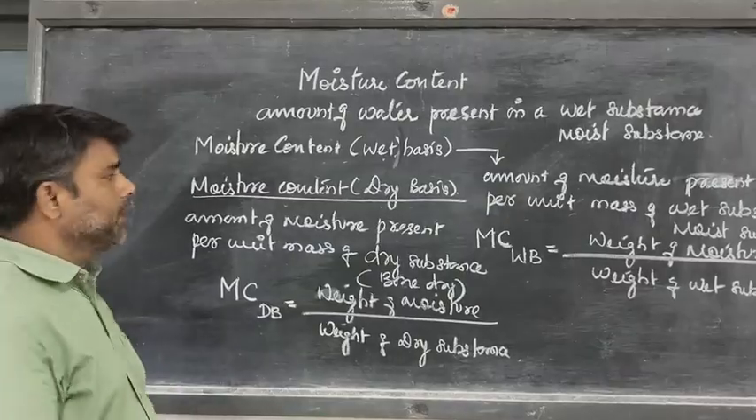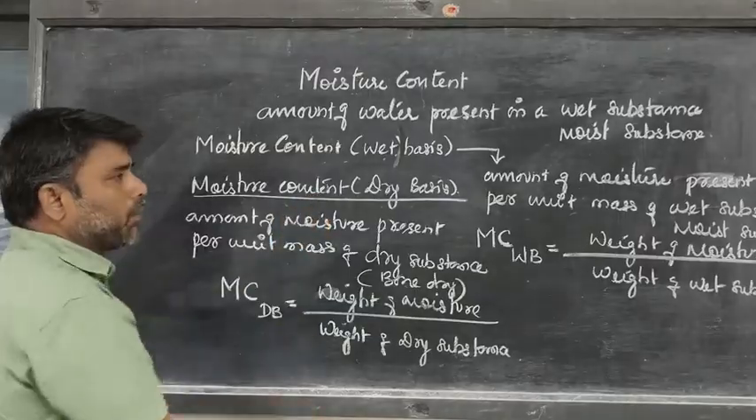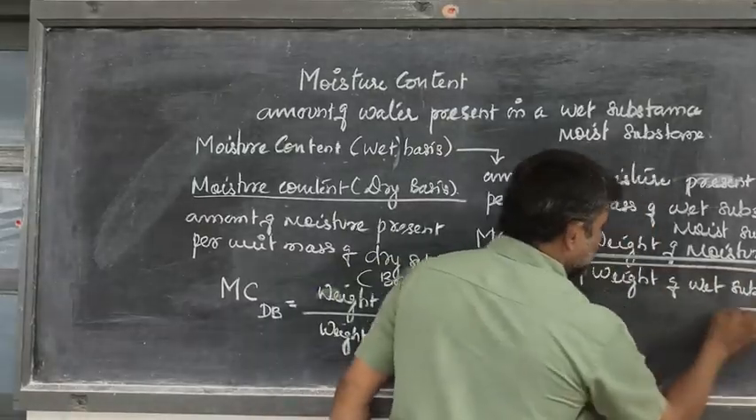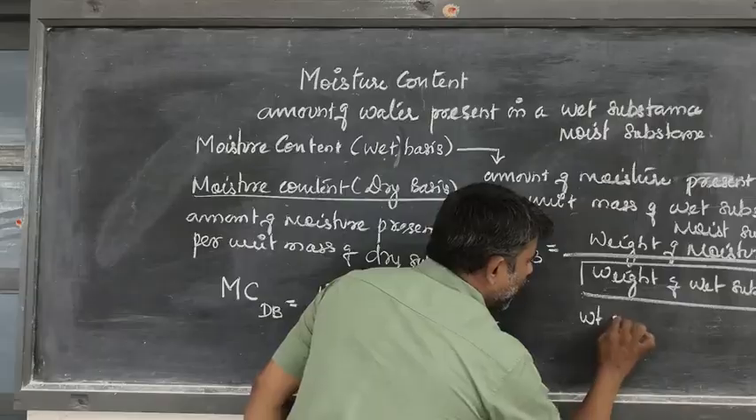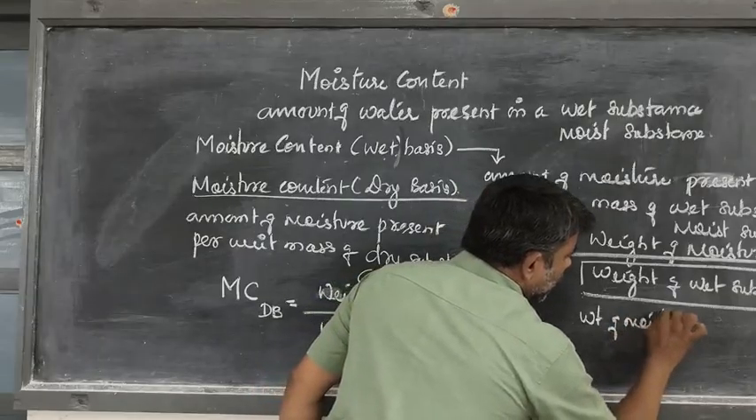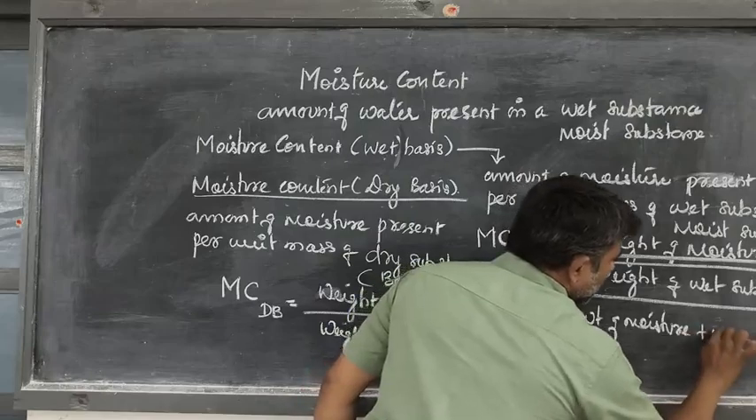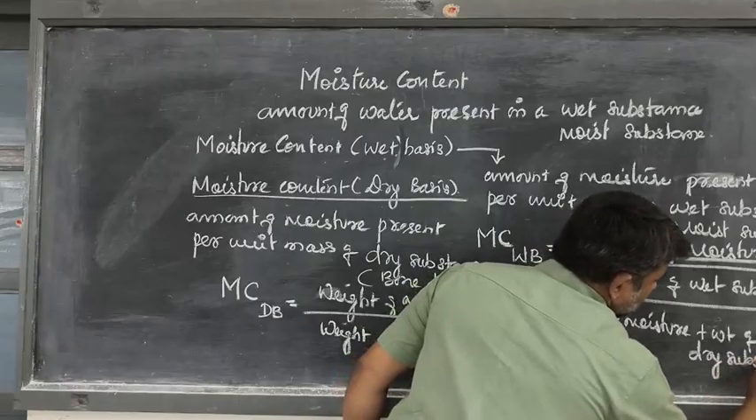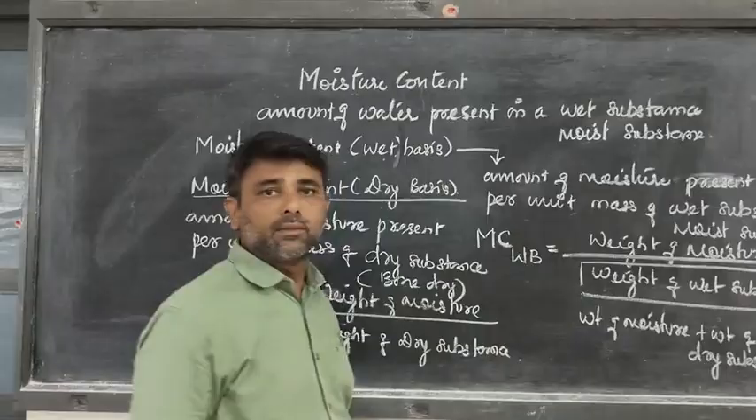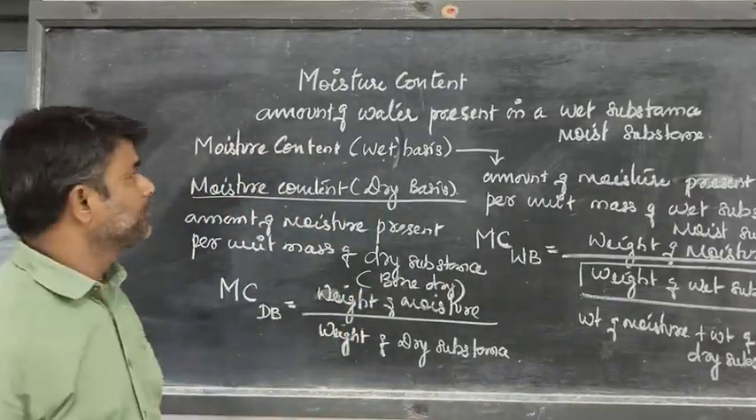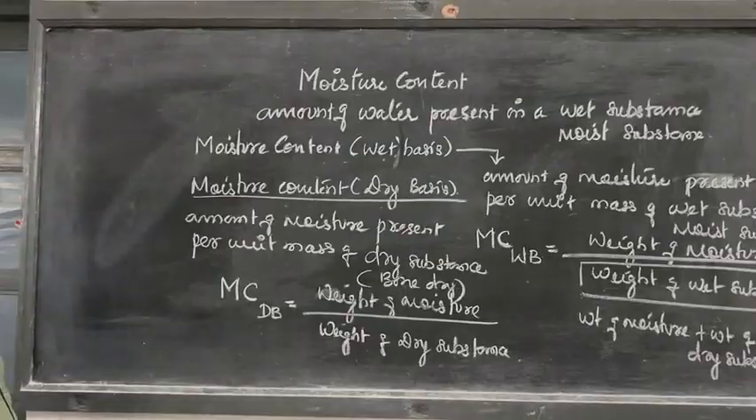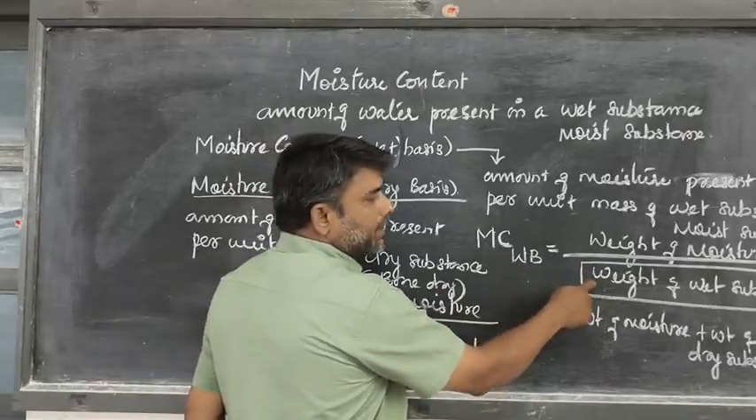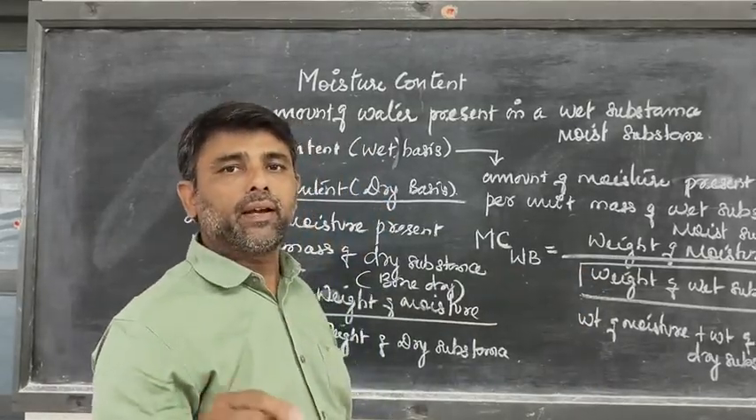Now I am going to relate this moisture content wet basis and moisture content dry basis. Just listen. Wet substance means weight of moisture plus weight of dry substance. Clear? Now I am going to relate this one. In order to relate moisture content on wet basis, divide this entire equation by weight of dry substance.